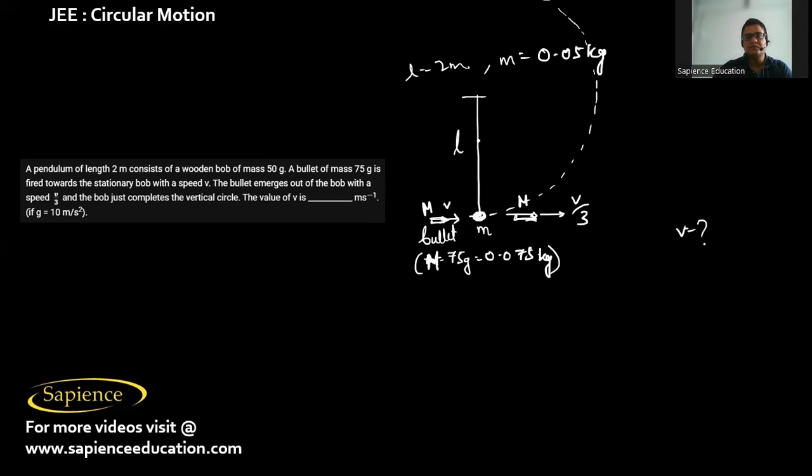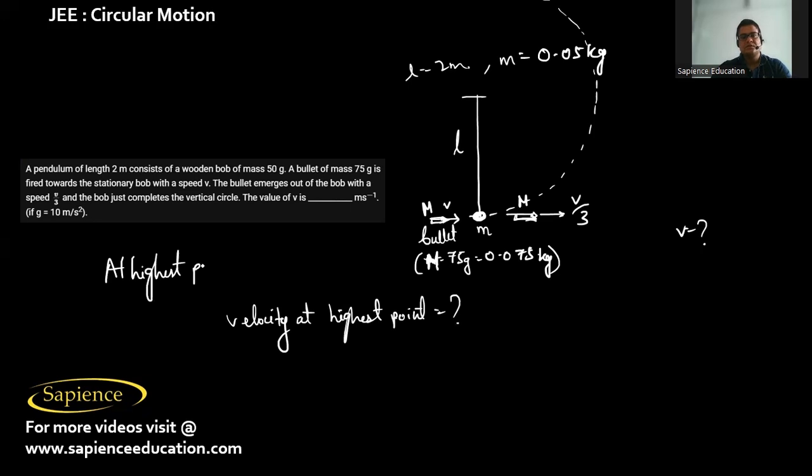So if it is just able to complete the vertical circle, then we have to find out the velocity at the highest point. Velocity at the highest point we have to find out. Now at the highest point, the tension should be equal to 0.